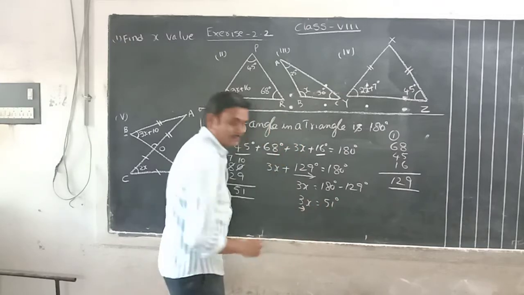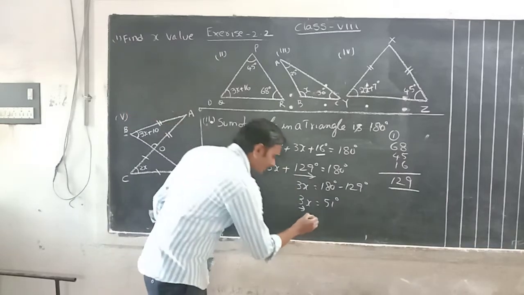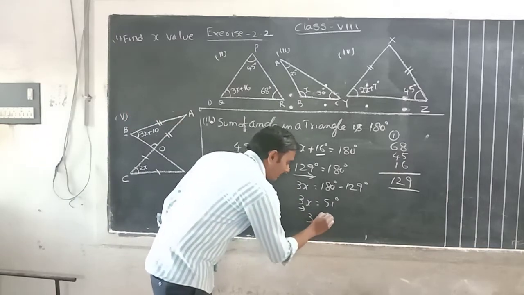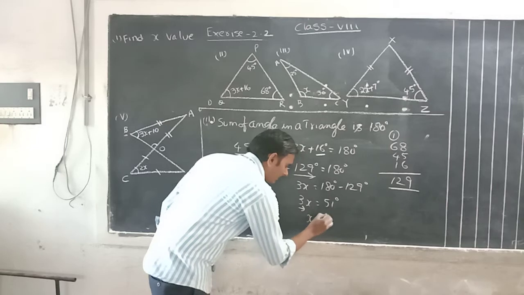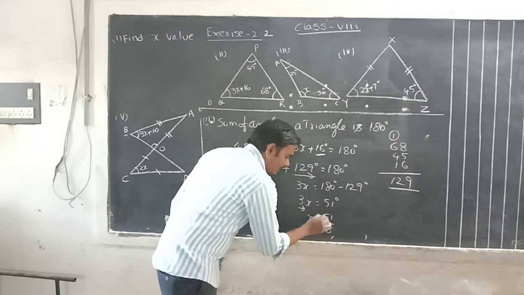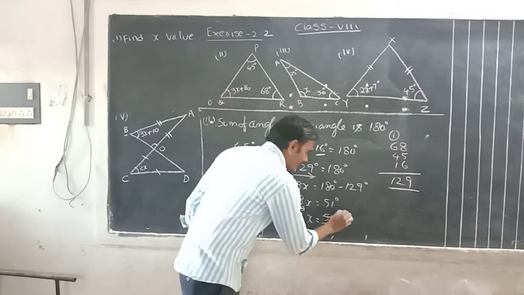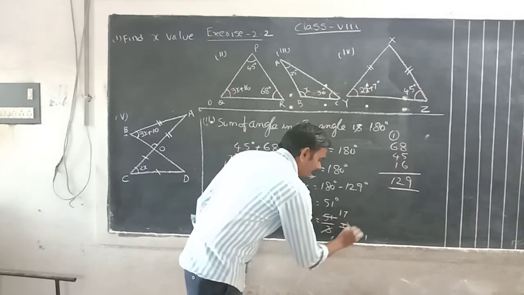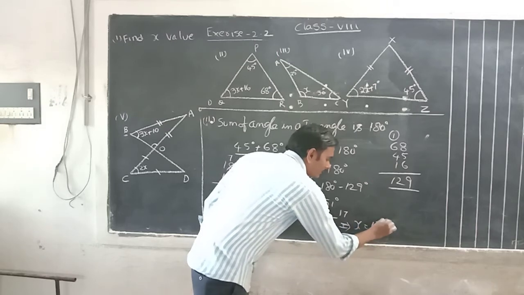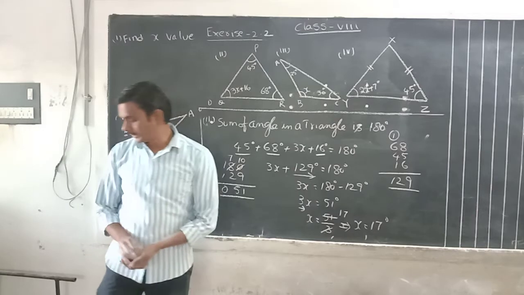Now move 3 also, because I want to know the x value. So 3 also moves to that side. x equal to 51 by 3. Now cancel this one: 3 fives are 15, 3 ones are 3, remainder 0. x equal to how much? x equal to 17 degrees. This is the second one.